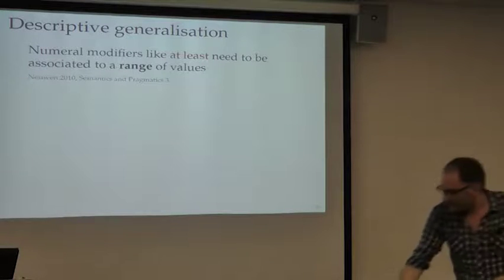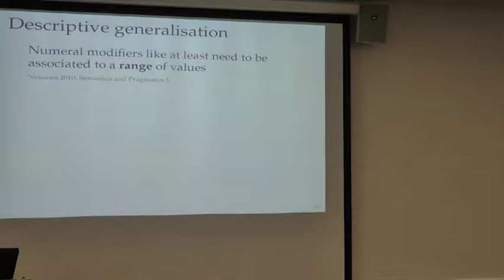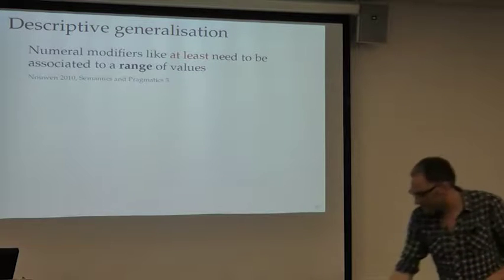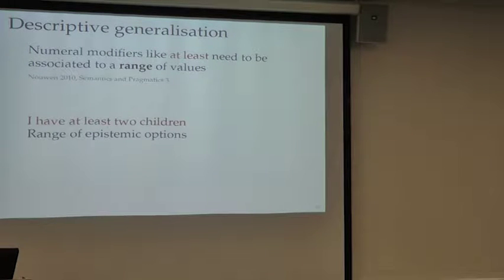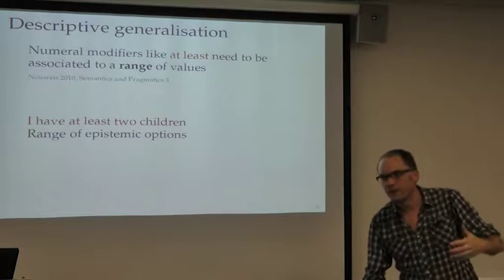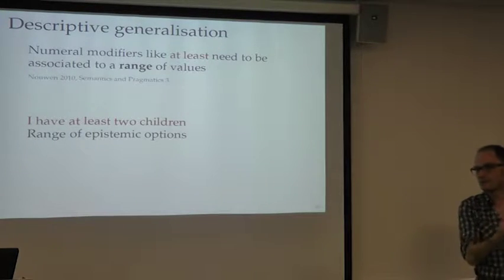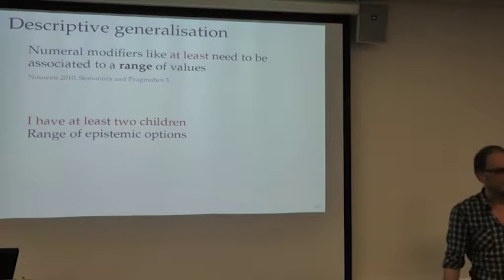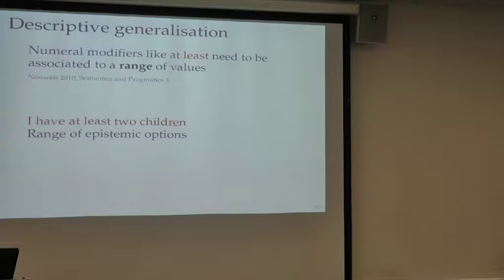So the descriptive generalization that comes out of this is the following. Modified numerals, with modifiers like at least, need to be associated to a range of values. And this will account for the observations that we've made. And this works as follows. So if I say I have at least 2 children, then there's a range here, and that's an epistemic range. Yeah. So I'm undecided about how many children I have, but I have a range in my head. So within the possibilities that I'm still entertaining, 2 is the lowest. Yeah. So in this sentence, that's the kind of range that we have.